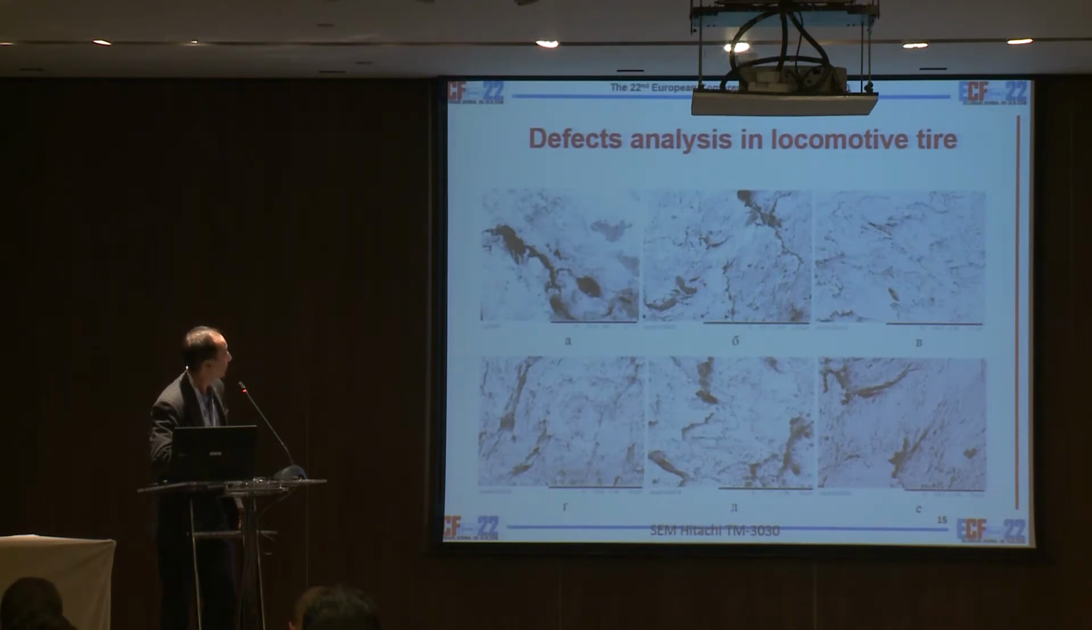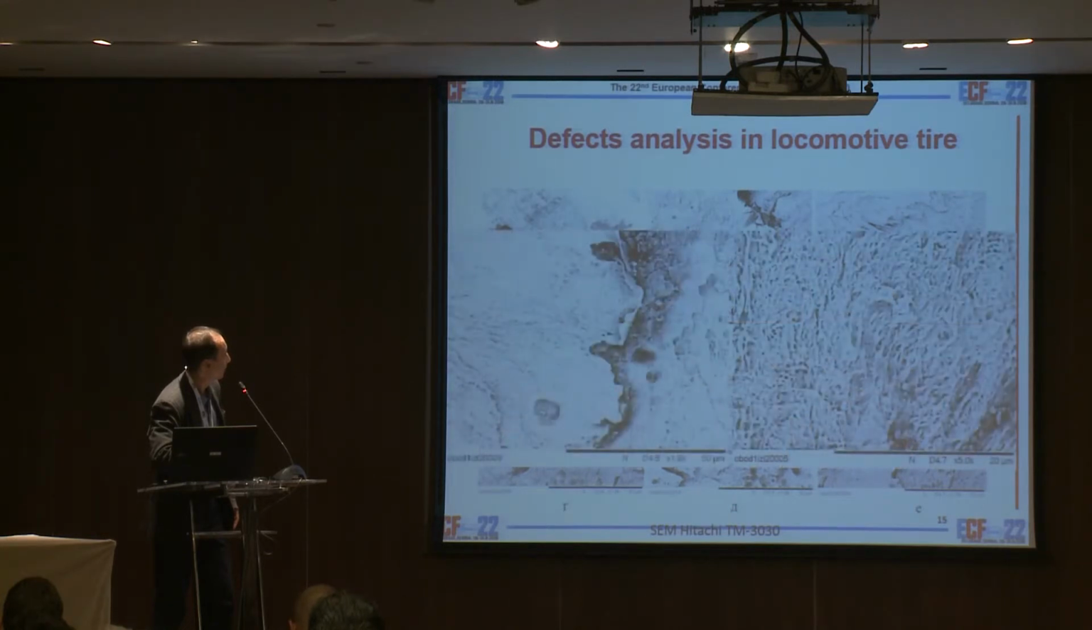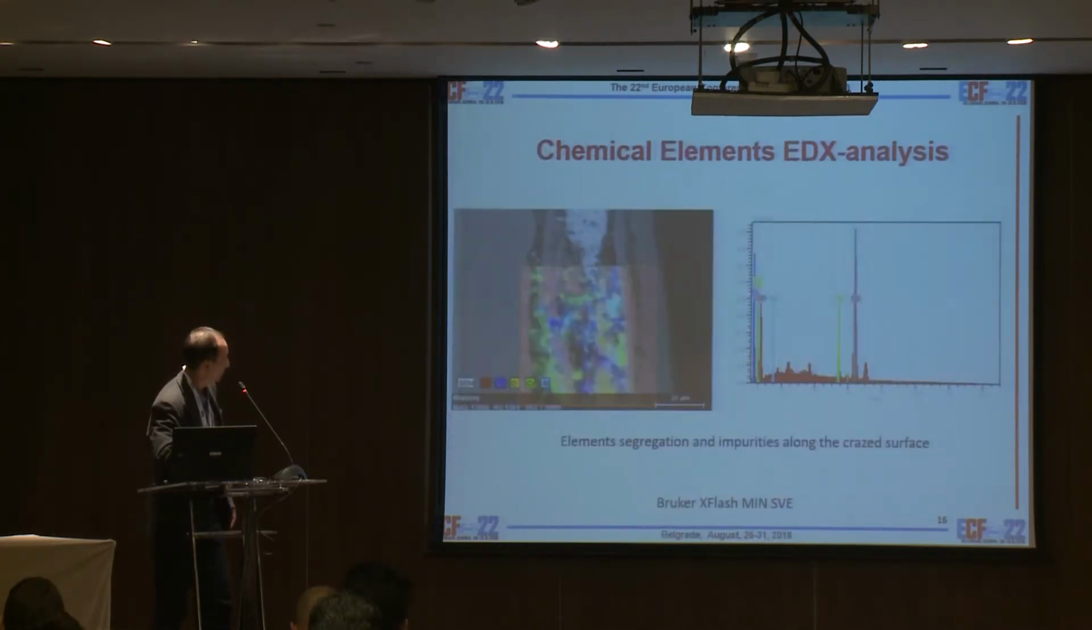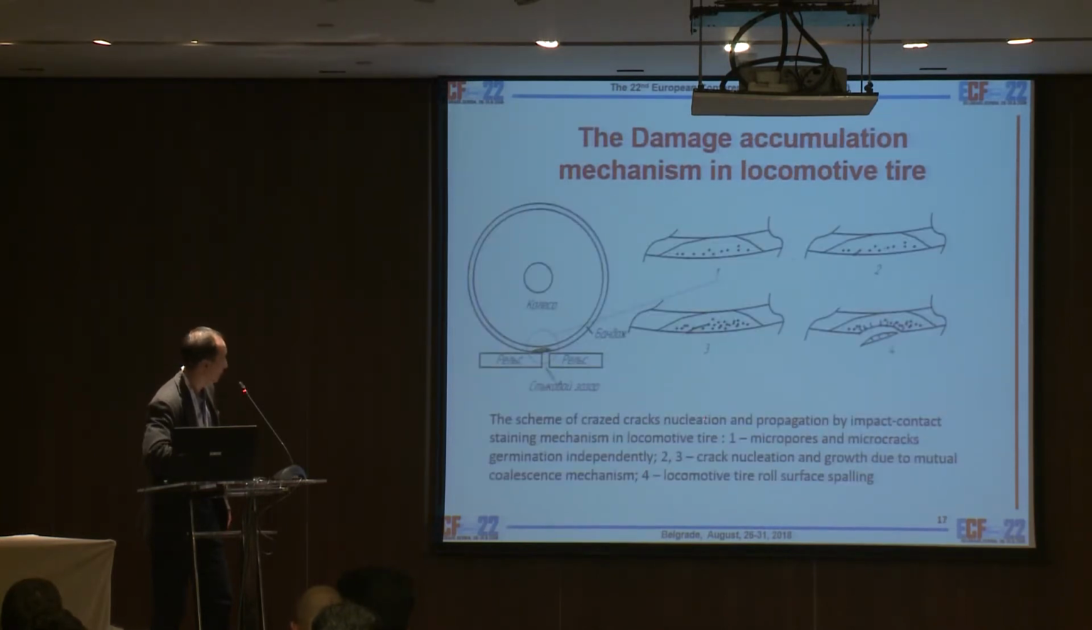For the locomotive tire, we have another mechanism of fracture. It's impact and plastic fatigue here. So we use some chemical analysis, energy EDX-analysis, to see some element segregation here. So for the locomotive tire, we have some crazed cracks here. So even when there was an impact between the rail, sorry, it's in Russian, it's a wheel, it's a tire of the wheel, and here are the rails, and here's the distance between the rails.